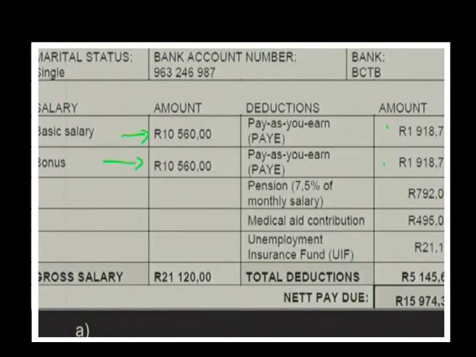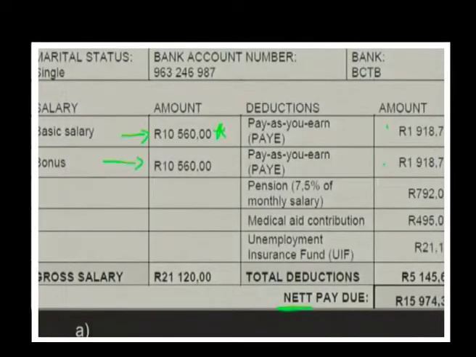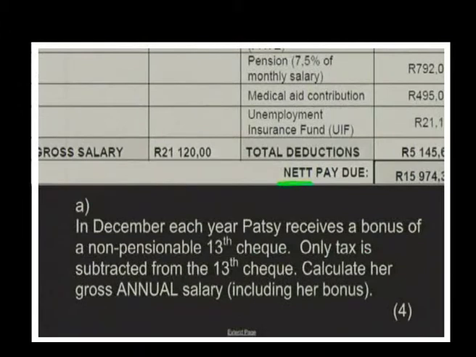That's 7.5% of her monthly salary, medical aid contribution, and the unemployment insurance fund, which is normally 1% of your salary. So if we had to add these two together, we would see that it actually is 1% of both amounts. Her net pay, just now we were dealing with gross salary, that was her gross, that was before deductions. Net is after deductions. She ends up taking home 15,974 Rand and 34 cents. That was paid into her bank account. All right, let's see what the questions ask.